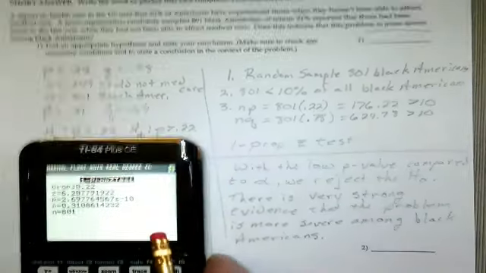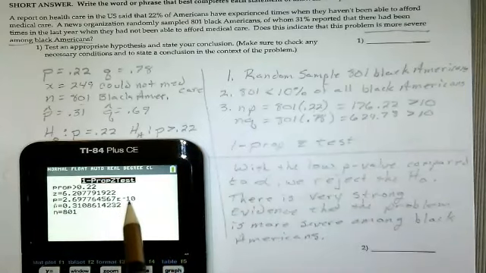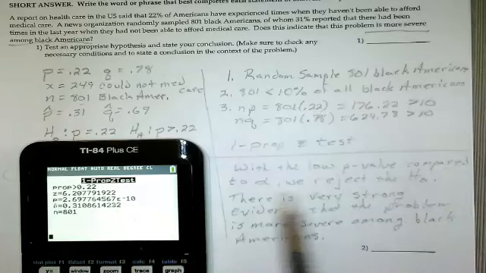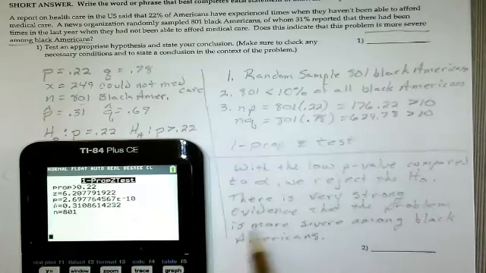So scooting that over here with the low p-value, negative exponent there, compared to alpha, which was 0.05, we reject the null hypothesis. There is very strong evidence that the problem is more severe among Black Americans of not being able at some point in time to afford medical care.